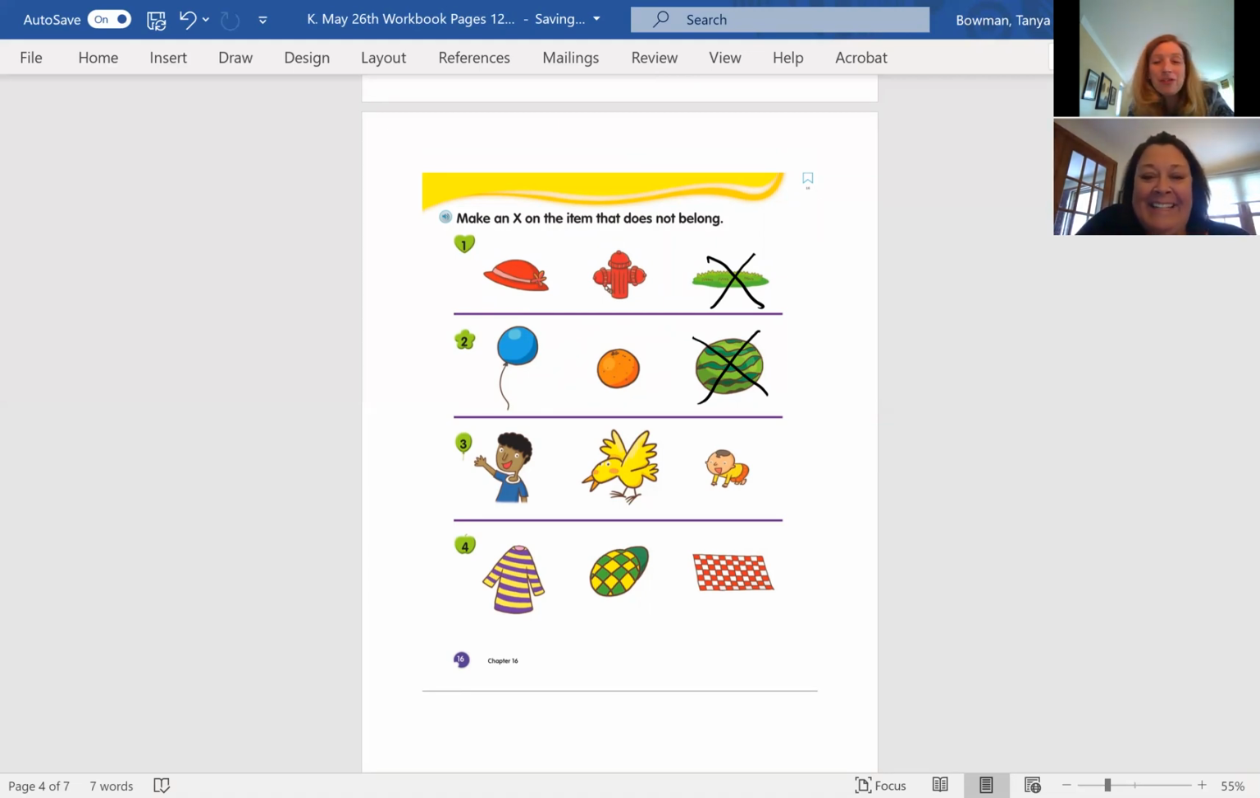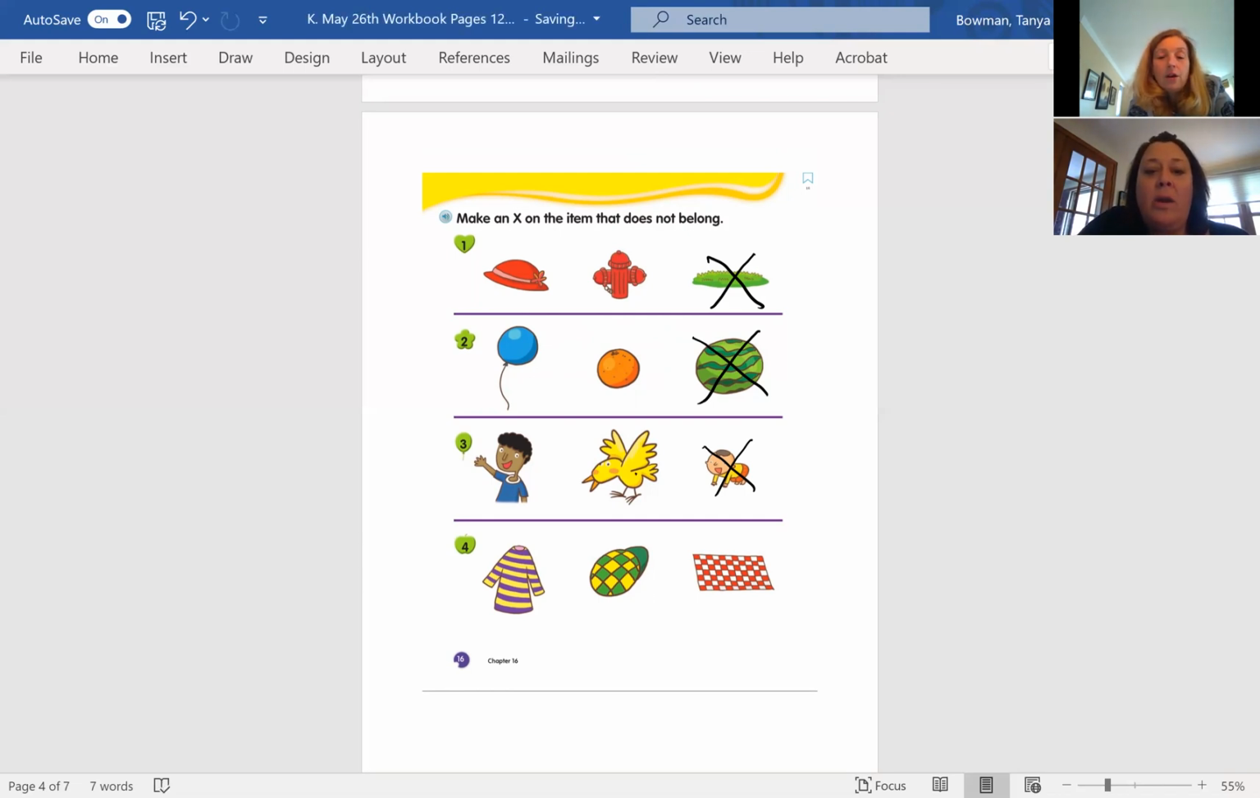All right, number 3. We have a boy waving, a bird, and then a baby. I think here, Mrs. Bowman, I would X out the baby because the bird and the boy look a little bigger. What do you think? I agree with that. And the baby was small. That was when we were sorting on that other page. These two were big and the baby was small.